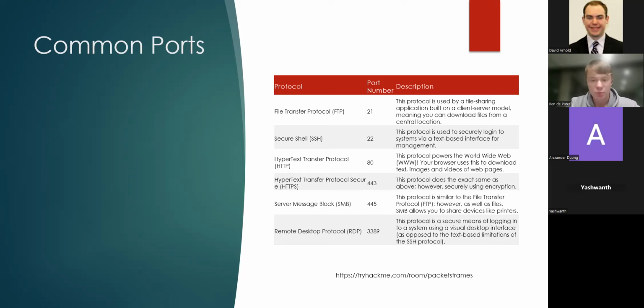Then you have Remote Desktop Protocol, and that's corresponding to port 3389. That's basically a way of logging into a computer and being able to actually see the computer visually. So you're not just typing commands on a command line, but you actually get to see the desktop, open windows, click buttons, different stuff like that. So that's Remote Desktop Protocol. These are some very common ports. There are a lot more ports out there, but these are some of the most common.